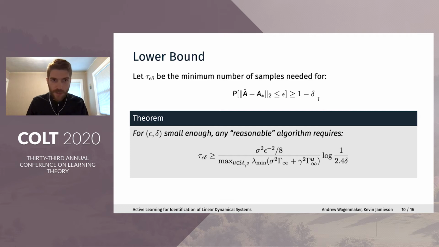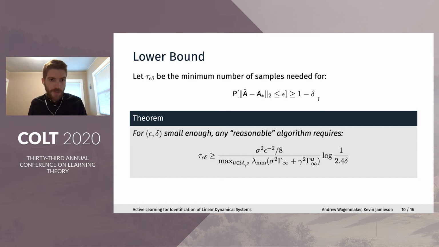So first I'm going to present this lower bound. Let tau epsilon delta be the minimum number of samples needed for A hat minus A star to be less than epsilon with probability 1 minus delta. Basically, we get a good epsilon estimate of our system with high probability.